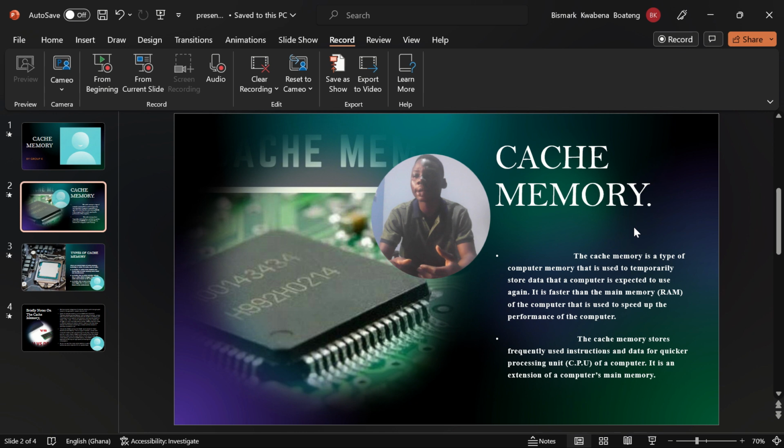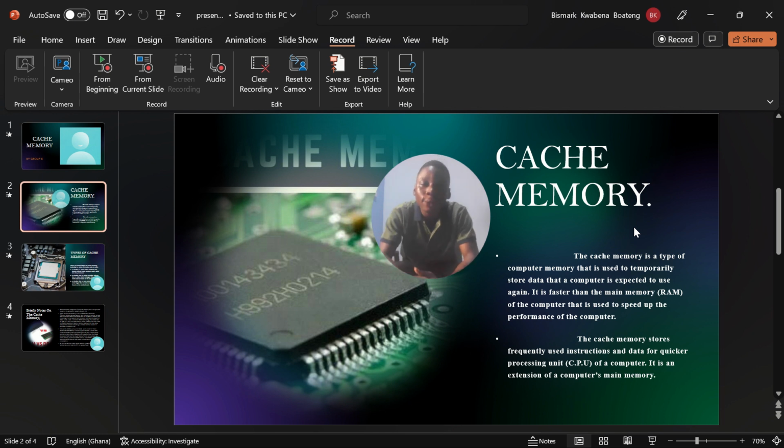Whenever the user wants to perform the same instruction, the computer is responsible for providing the instruction again to the user, and those instructions are backed up by the cache memory. So the cache memory supports the computer in that function. You understand me? It is faster than the main memory, the RAM. It's faster than the main memory of the computer, and it is used to speed up the performance of the computer.